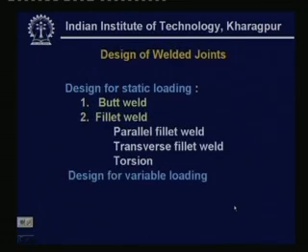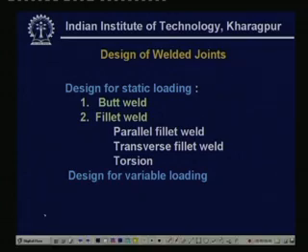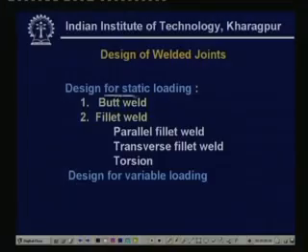Let us now start the design of welded joints. For the sake of discussion, we have classified the design broadly into two parts. One is design for static loading and the other is design for variable loading. Any joint is meant not only to carry static loading, but some amount of dynamic loading also. In machinery, the presence of dynamic loading is very obvious because there are various movable parts, and because of the movable parts the force may be fluctuating. So the variable loading is also very important.